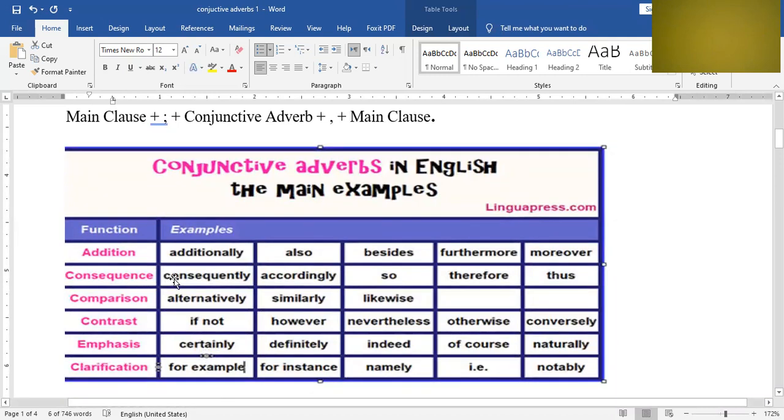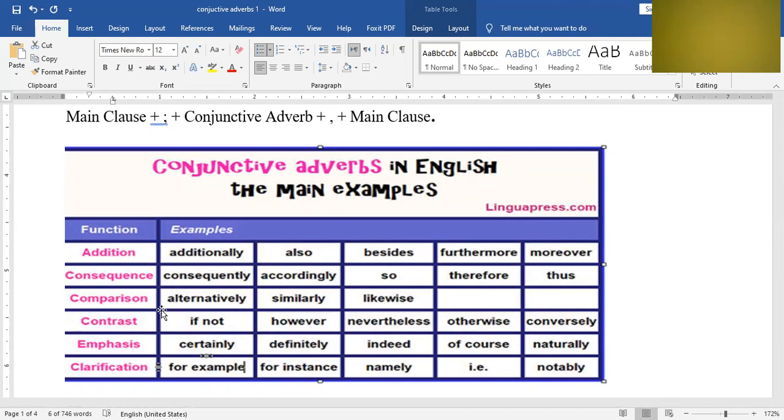Consequence, something follows the other. Consequently, accordingly, so, therefore, thus. We want to sequence ideas, something follows the other, the one before, so we use these conjunctive adverbs. Comparison, to compare things. To compare means to show similarity. Comparison, we use alternatively, similarly, and likewise.